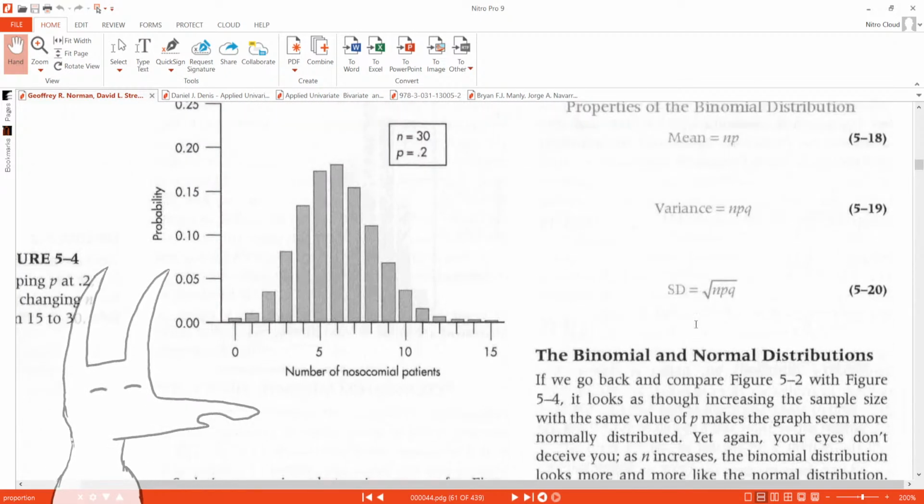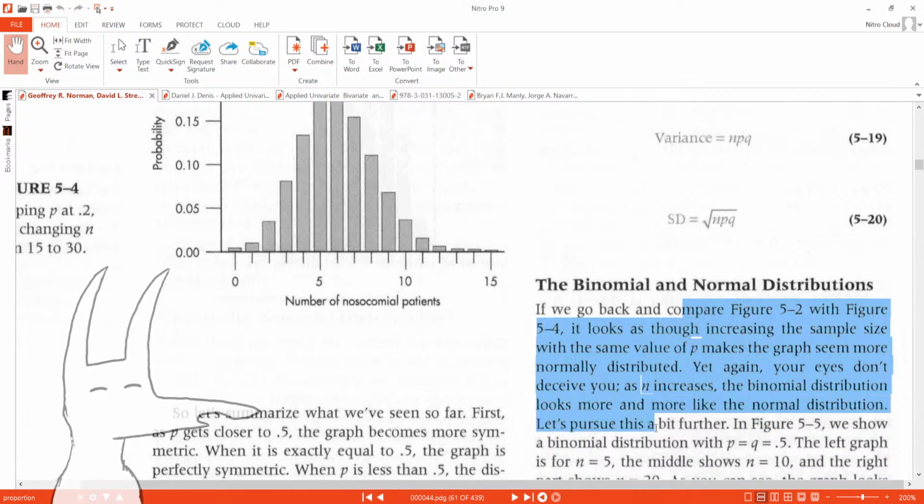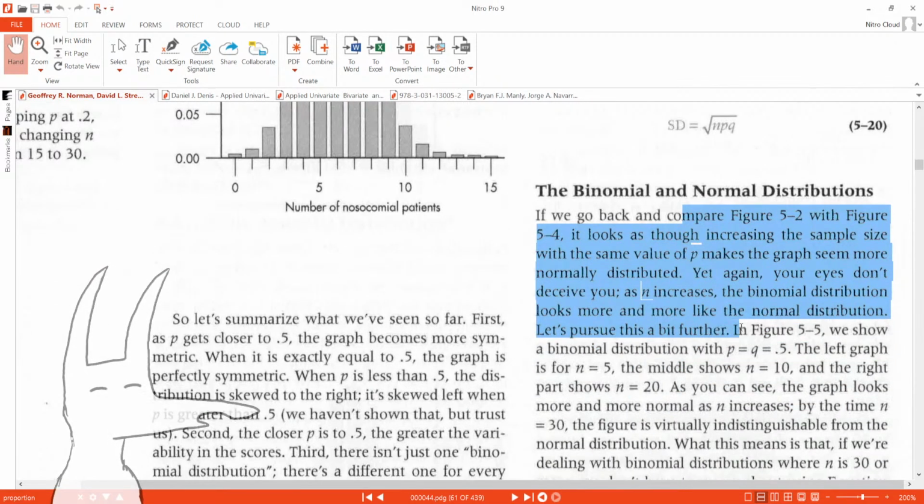We go back and compare figure 5.2 with figure 5.4. It looks as though increasing the sample size with the same value of p makes the graph seem more normally distributed. Yet again, your eyes don't deceive you. As n increases, the binomial distribution looks more and more like the normal distribution. Let's pursue this a bit further.